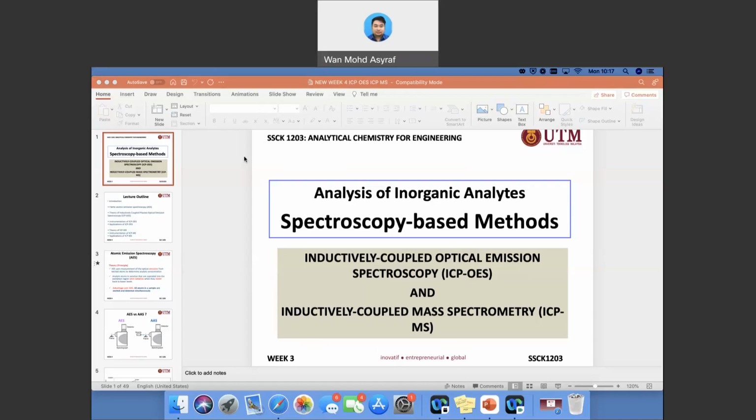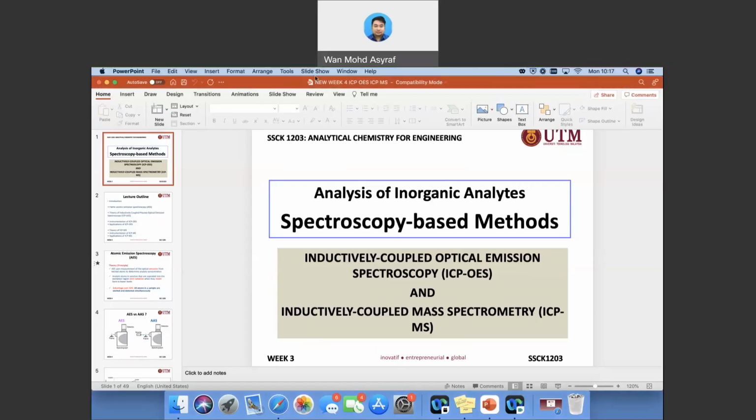Okay, hi everyone. So today I will be continuing on chapter 4, which is the analysis of inorganic analytes in terms of spectroscopy based methods for inductively coupled optical emission spectroscopy and then inductively coupled mass spectrometry, ICP-MS. So these instruments are going to be looking into the emission spectroscopy.